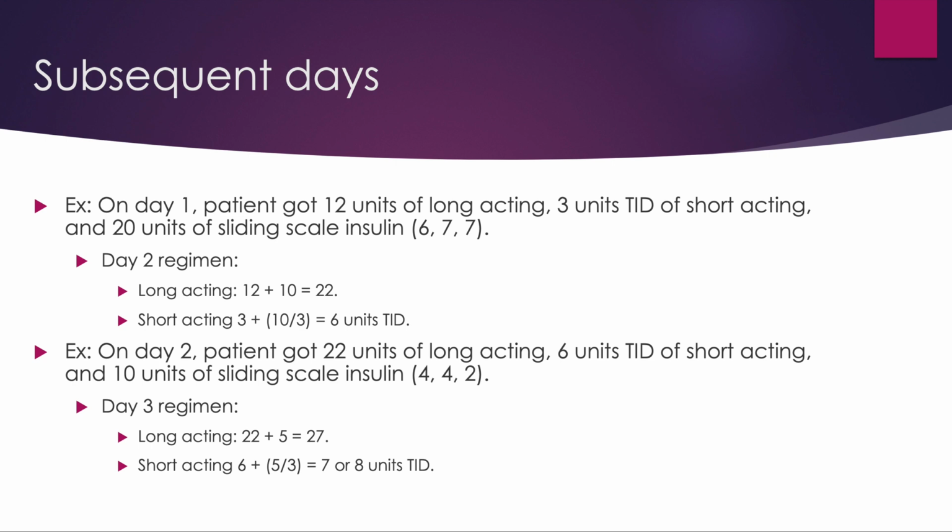So to recap again, let's say the patient got 12 units of sliding scale insulin, and you did not put the patient on any long-acting or short-acting on day 1. Then the subsequent day you will give them 6 units of the long-acting insulin at night and 2 units TID of the short-acting insulin. I hope this makes it clear.